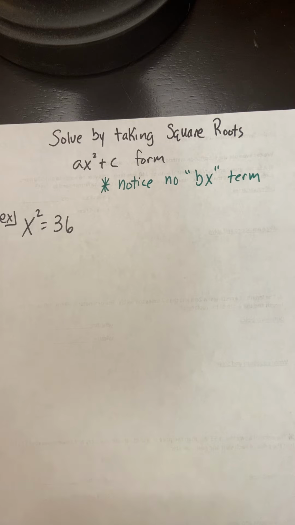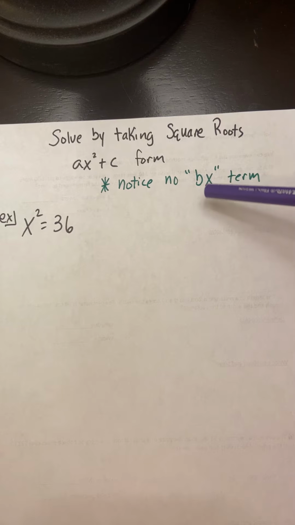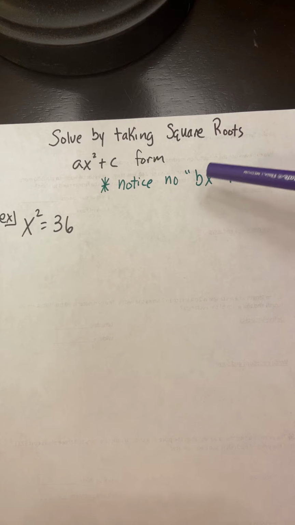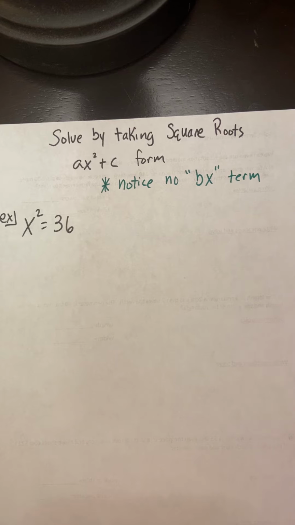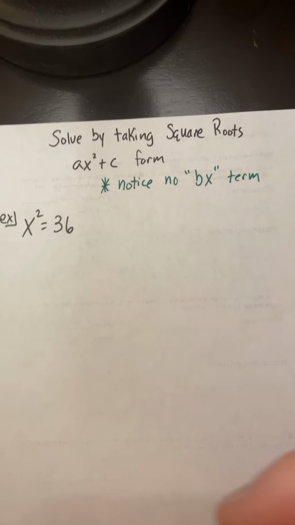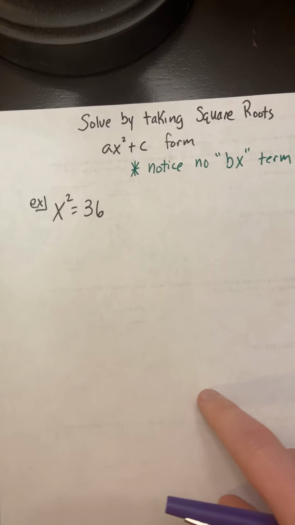All right, so the last skill that we're going to talk about here is being able to solve our quadratics by taking square roots. And we can do this when they are of the form ax squared plus c. Notice, in our traditional standard form, we have ax squared plus bx plus c. When we have this extra little x term where the b usually hangs out, you cannot apply this skill here, okay? So when the bx term is gone, we can take our square root.